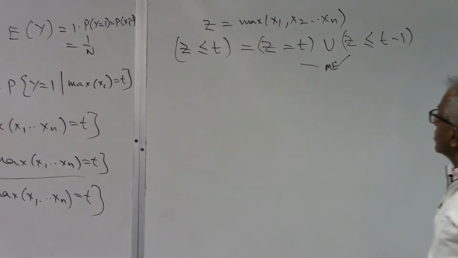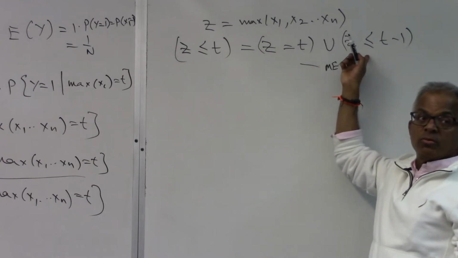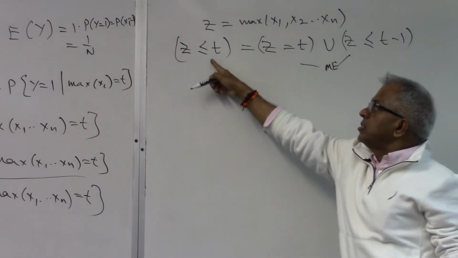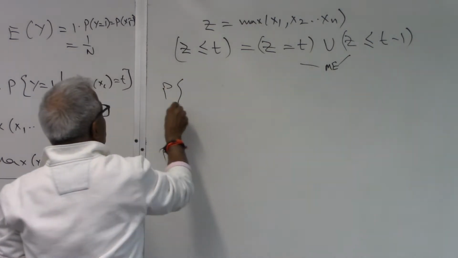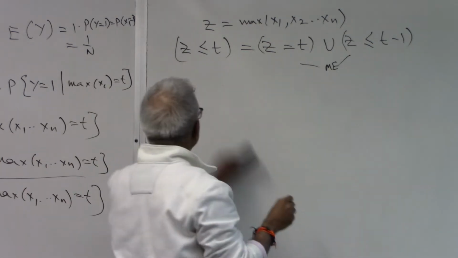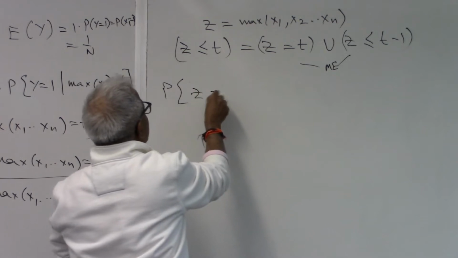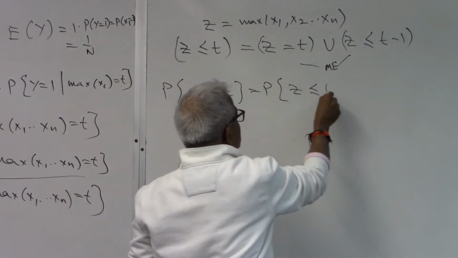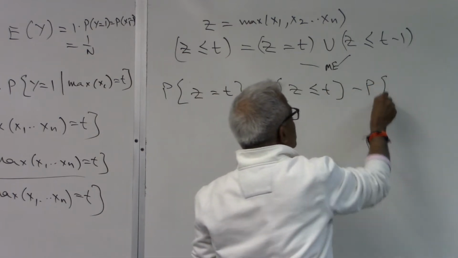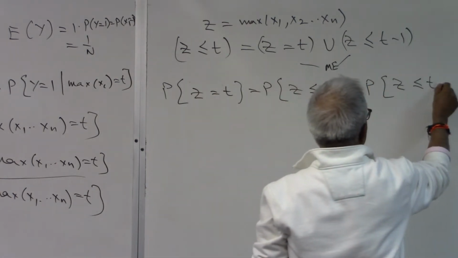Z less than or equal to t is the same as z equal to t or z less than or equal to t minus 1. And these are mutually exclusive events. So the probability of this is this probability minus this probability. I hope you see that. So the probability of max z equal to t is the same as the probability of z less than or equal to t minus the probability of z less than or equal to t minus 1.